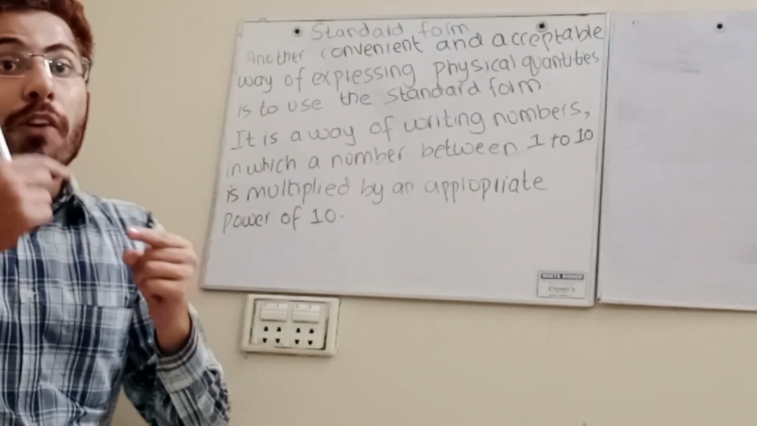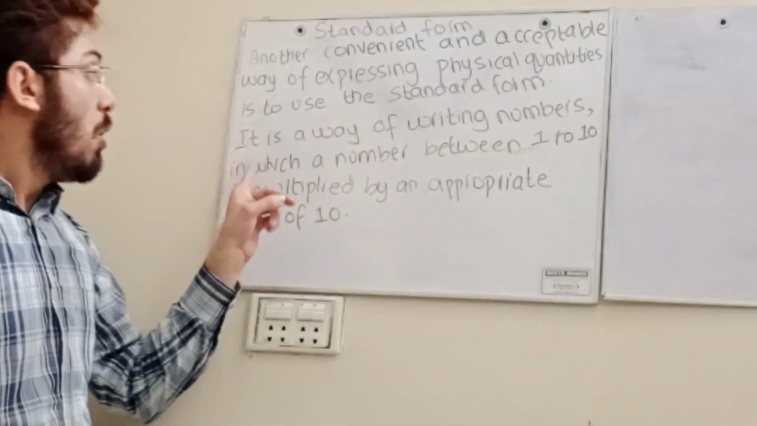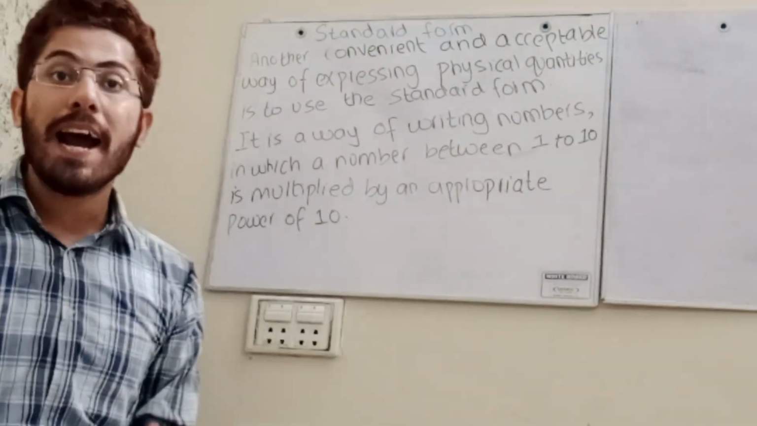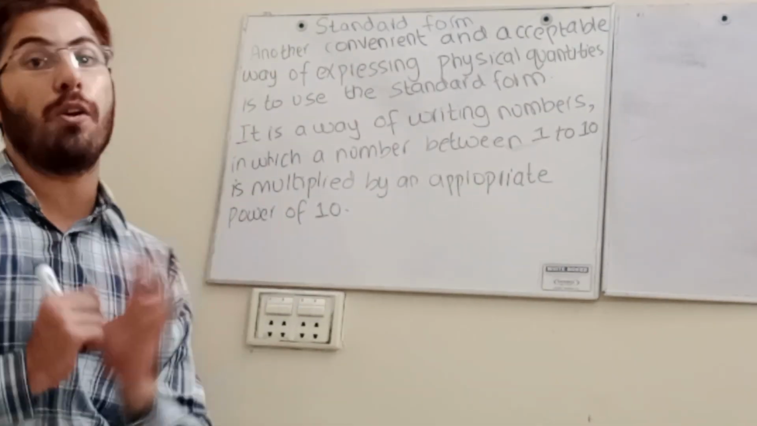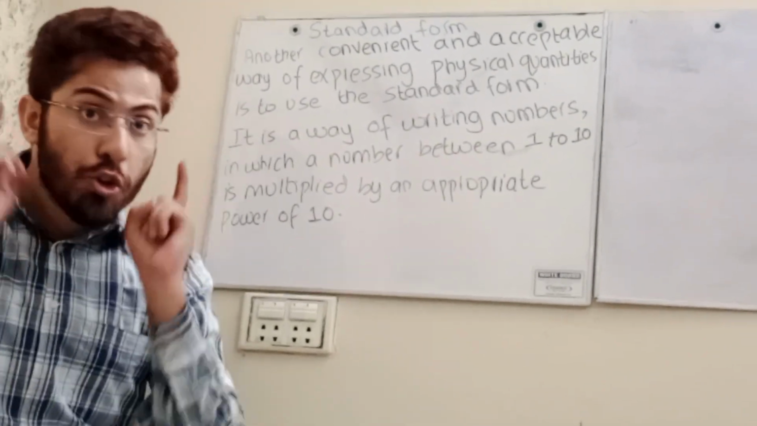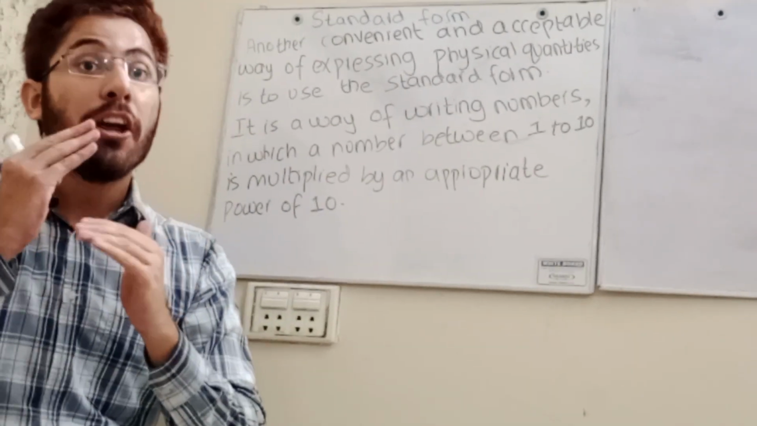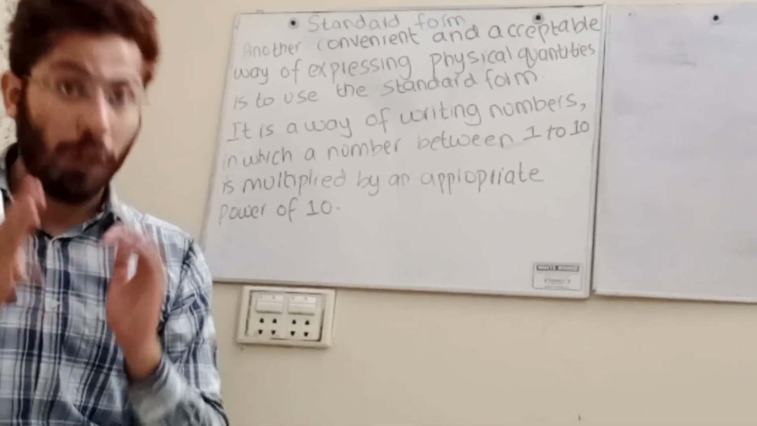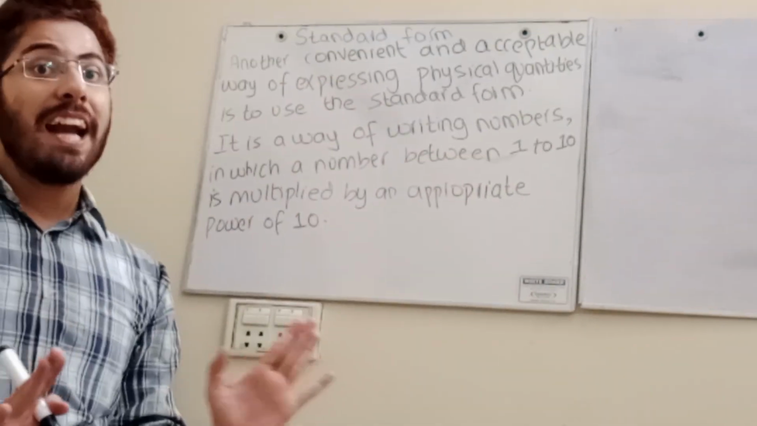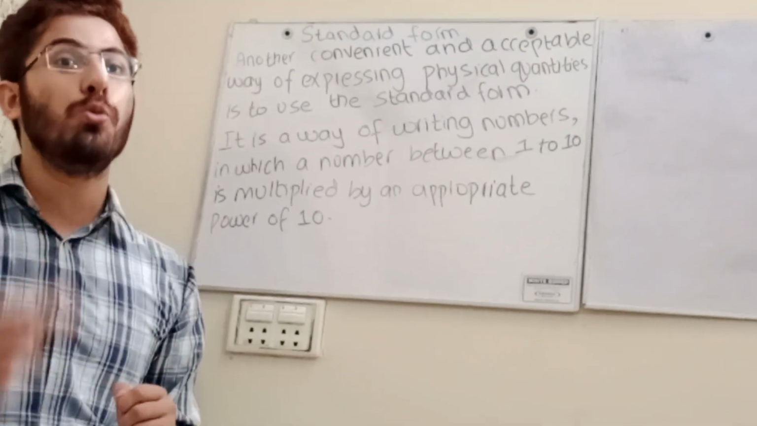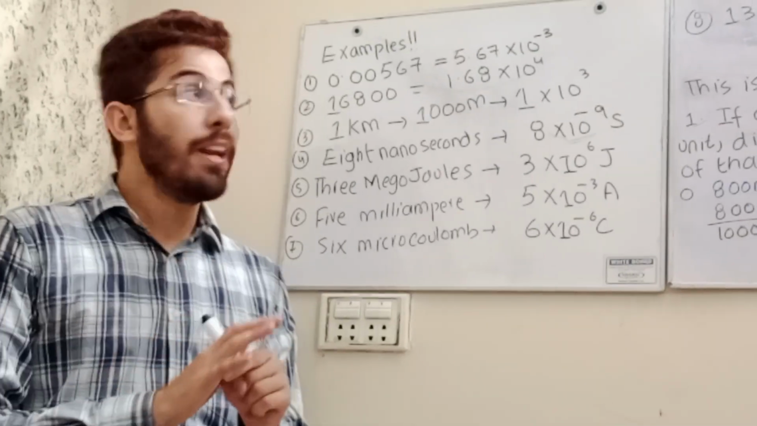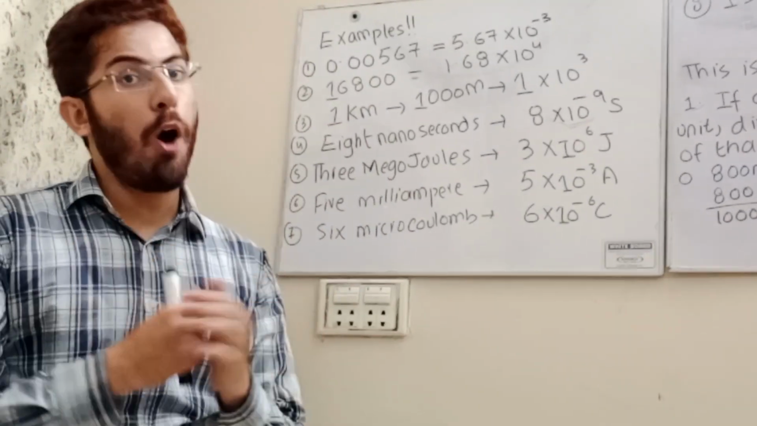Standard form is a way of writing numbers, any numbers, in which a number between 1 and 10 is multiplied by an appropriate power of 10. It means whichever number you are given, it should be written in exponent form. I will give you some examples so that you can understand, because I don't want you to lose any single mark. Okay students, now we have standard form examples.